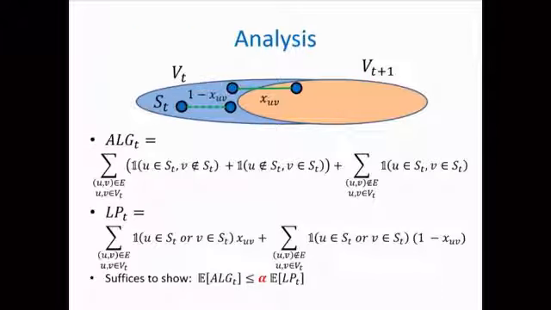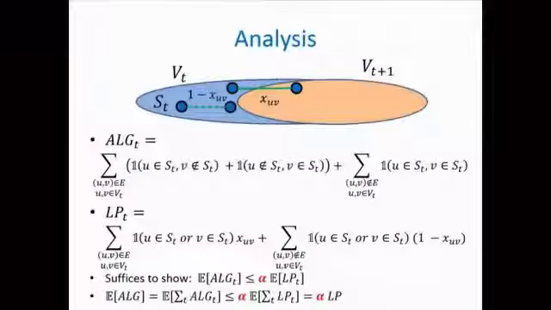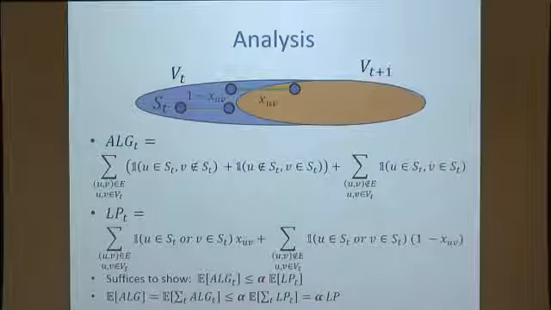And we've been able to break down the comparison between the cost of the algorithm and LP into these stages. So it just suffices to show that the expected cost of the algorithm at iteration t is at most alpha times the cost of the LP at iteration t. And then we just add them up over all iterations, and then we're done. Great. So this is indeed already something, but it's still too complicated to analyze these things because there are so many things going on.